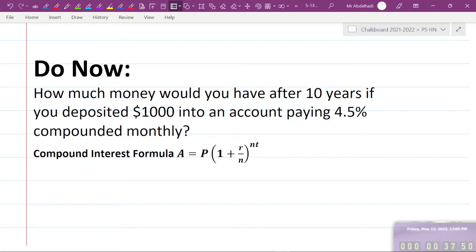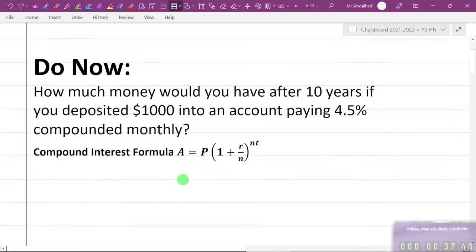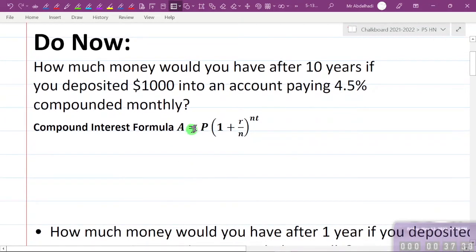Okay, let's take a look at the do now. So we have a compound interest question here. How much money would you have after 10 years if you deposited $1,000 at 4.5% compounded monthly? You just have to understand where to put things in this formula. So what do we put here in the P? That's the principal, which is the starting amount. So you put your $1,000 there.